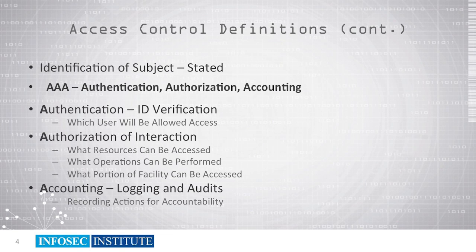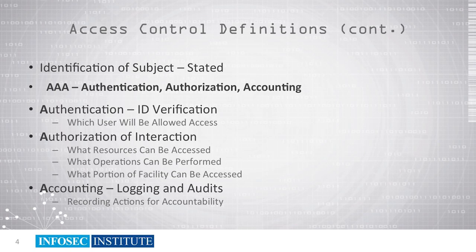At this step, we also ensure that that user is on the list of users that is allowed to access that system. The next step is the authorization of that user's interaction. Here, we determine if that user has permission to access certain resources, and if they do have permission to access the resources, what type of operations are they allowed to perform?